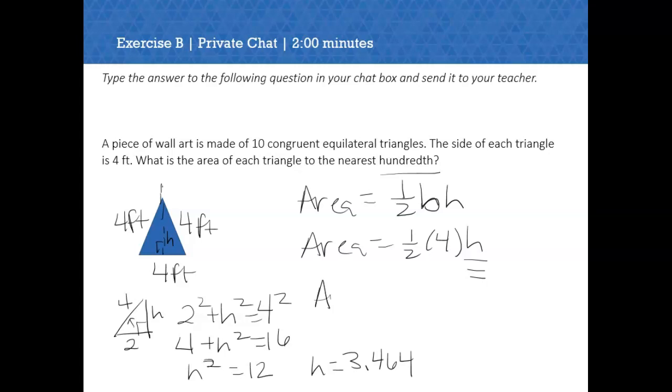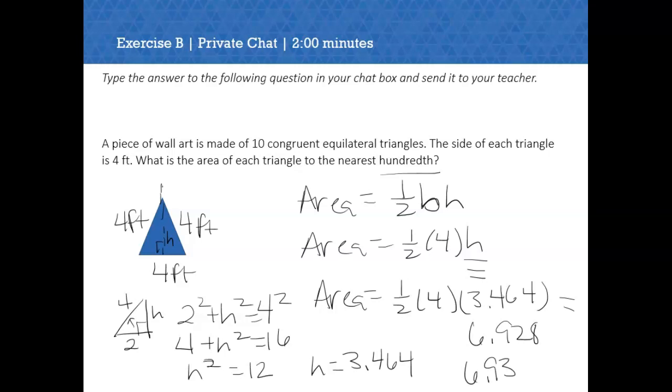So area, now we know, is 1/2 times the base times the height we just found. So when we multiply all that together, we get 6.928. So to the nearest hundredth is 6.93 feet squared. Remember, area has square units.